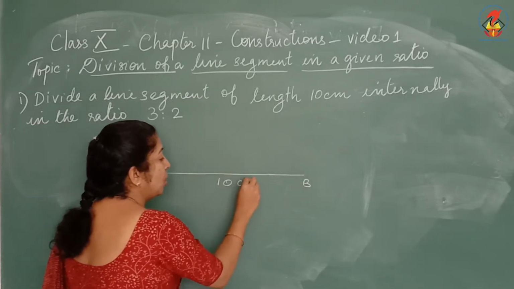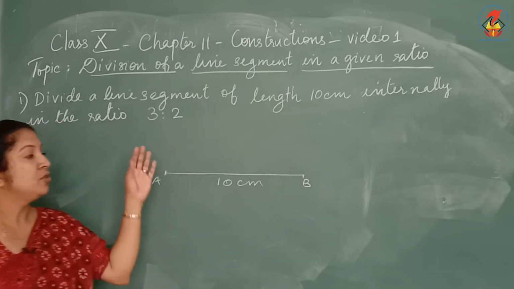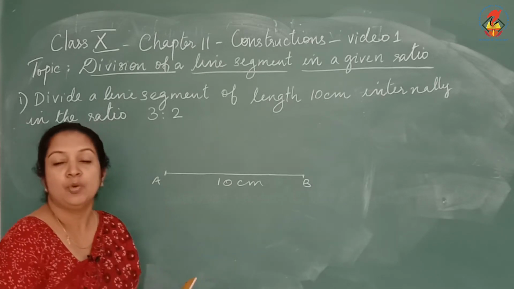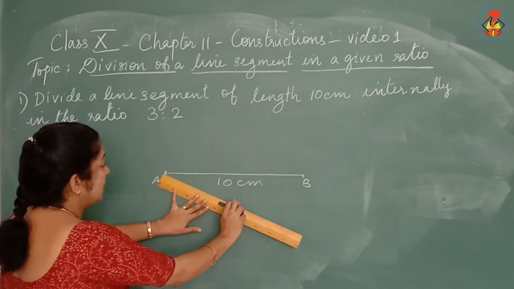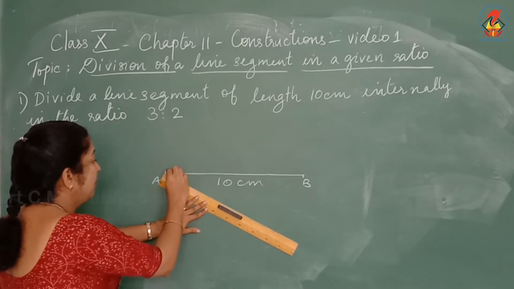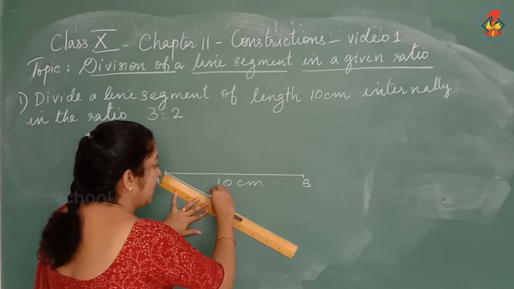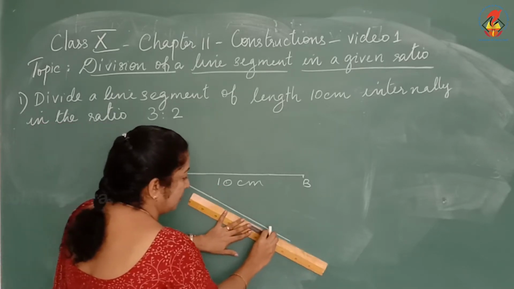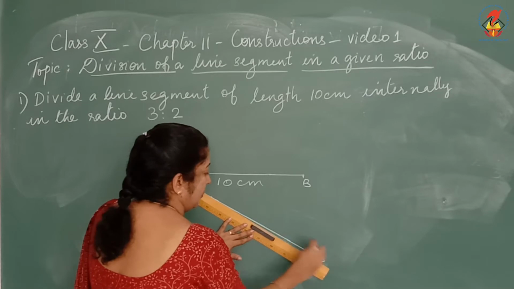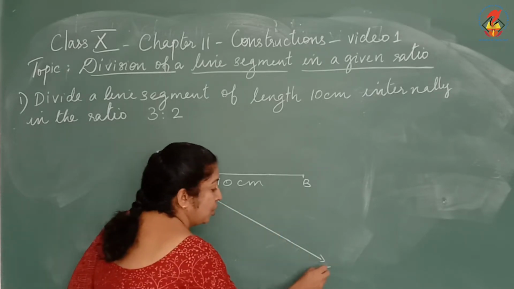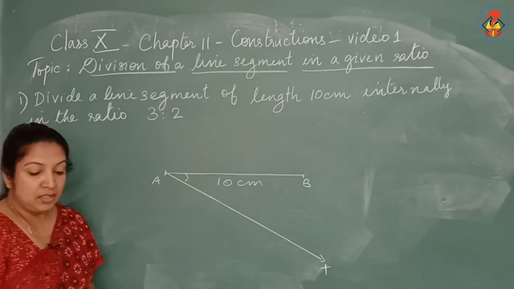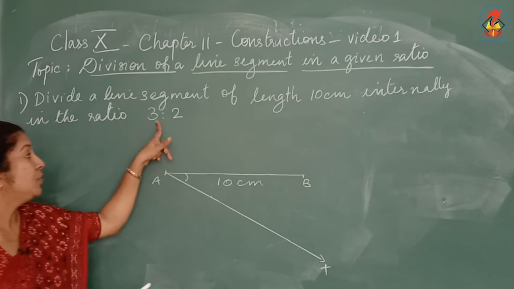Line segment AB of 10 centimeter. We have to divide this line in the ratio 3:2. For that, what you have to do first is draw a ray here which makes an acute angle with the given line. A ray AX which makes an acute angle. This angle is acute with the given line. Then we have to divide this in the ratio 3:2.